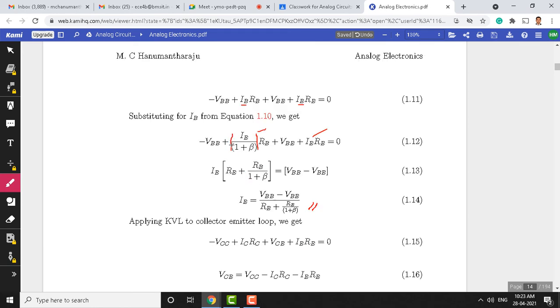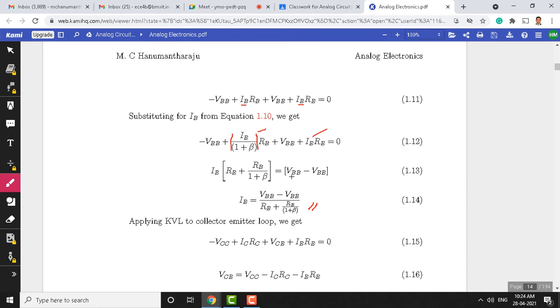There are two terms that contain emitter current here. Now I can take out emitter current as a common factor. If we do that from the second term and the fourth term, we get IE as a common factor, and RE is left out in the fourth term, and in the second term RB divided by 1 plus beta is left out, and all the rest of the terms we can transfer to the right hand side. Minus VBB becomes plus VBB, as you can see here, and plus VB becomes minus VBE.